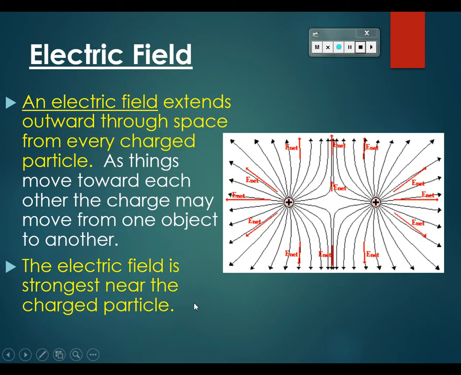Okay, an electric field extends outward through space from every charged particle. As things move toward each other, the charge may move from one object to another. The electric field is strongest near the charged particle. If you look at this picture, you'll see a proton in the center. We know it's a proton because there's a positive symbol. You'll see these lines, the electric charge lines, are closest at the center. And as they move away from the center, they expand outward. So what that means is that the charge is strongest right near the center.